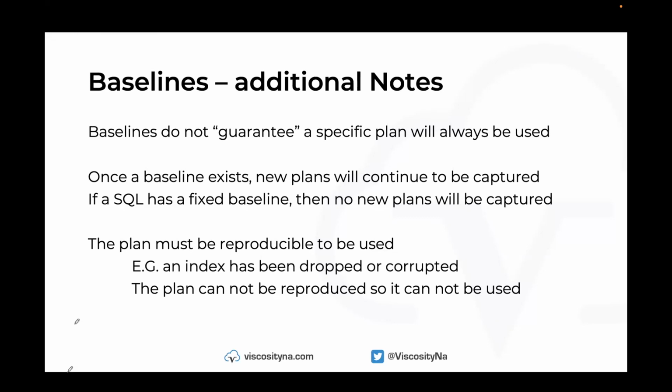The plan has to be reproducible. If an index is dropped or corrupted, a partition changes, that's going to change the plan. It's just reality, right? And so that's going to change this. That's part of why baselines evolve. The problem with profiles is they don't evolve, right? That's one of the big differences. So baselines have this evolve process and it can be automated, which is great.